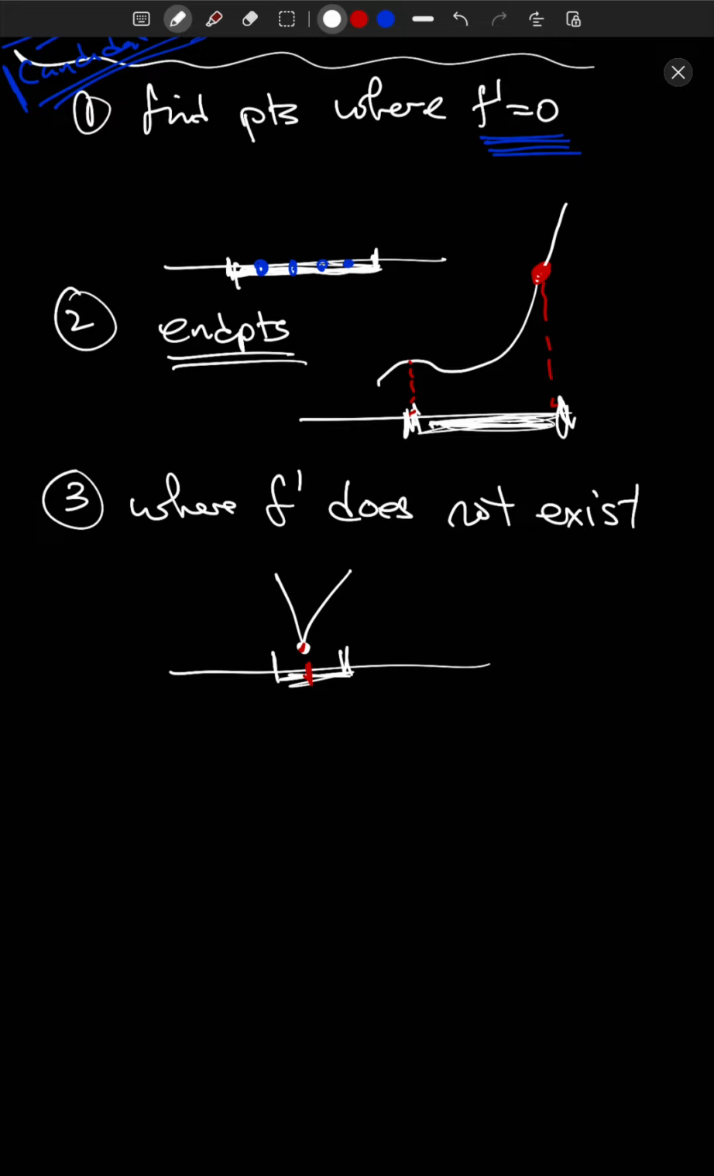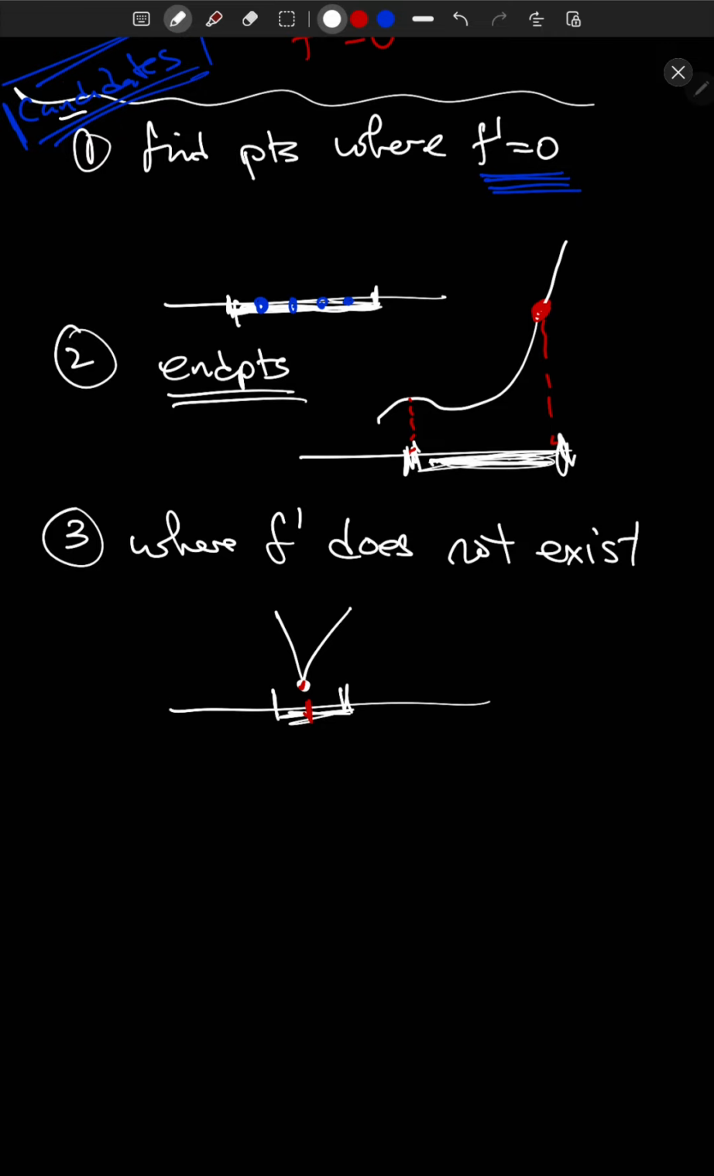Before I actually move on to multi, what do we do after we get all these candidates, right? These are my candidates. So maybe there's 5 points from step 1, 2 points from step 2, maybe 1 point from step 3. What do I do with them? Well, if I want the absolute max or min, I just plug in all those candidates. If I want the max, it's going to be the biggest among those candidates. The min is going to be the smallest among those candidates. And that's because we know for sure that the absolute max and min have to be among those candidates. All right?